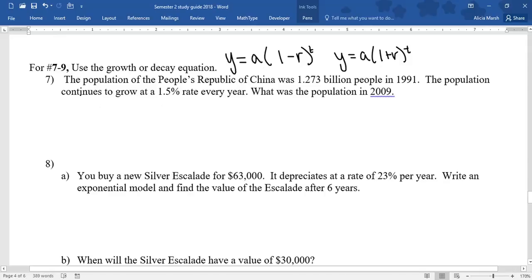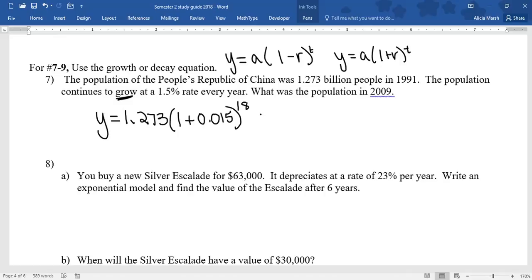So it's growing, so I have to use the growth formula. I don't know the population after time, so that's what I'm trying to find. A is my initial amount, so 1.273. 1 plus my rate, so I'm going to do 0.015. And my time is going to be 18 years, 2009 minus 1991. Okay, I'm going to type it into the calculator here so I can get an answer.